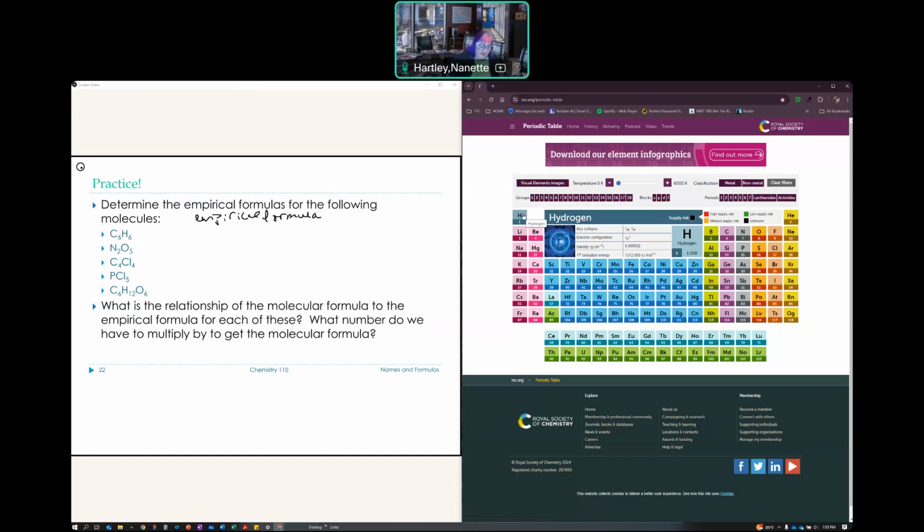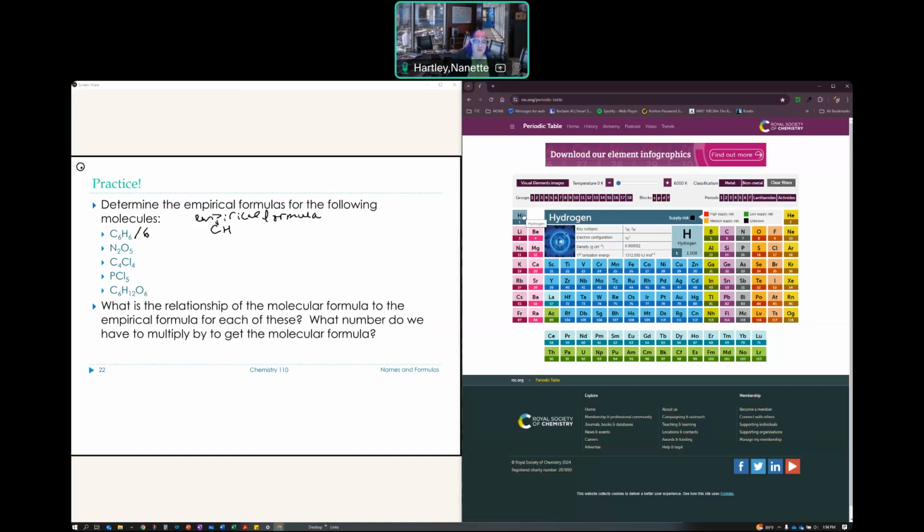All right. Let's talk about this first one. I've got C6H6. I can divide this whole thing by 6, right? And if I do that, I end up with CH. So that CH is my empirical formula. And I got that by dividing by 6. And so that's that number that we need to multiply to get that molecular formula back from the empirical formula. So it's our factor that we use to get the molecular formula from the empirical formula.